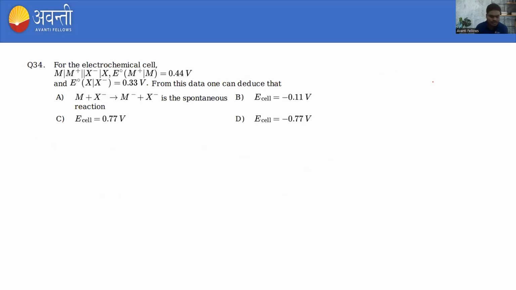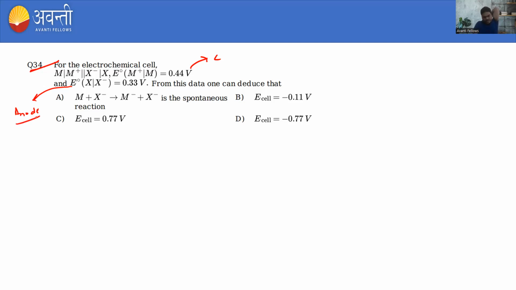Now, move to the next question, that is question number 34. What this question asks, basically, for the electrochemical cell M, M plus and X negative, X: E naught of M plus to M is given, and E naught of X to X negative is also given. From the data, one can deduce the following. We know that the higher the value of the reduction potential, the more it will behave as a cathode. So this will act as cathode and this will act as anode.